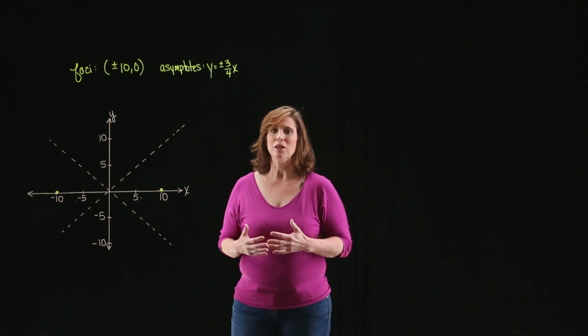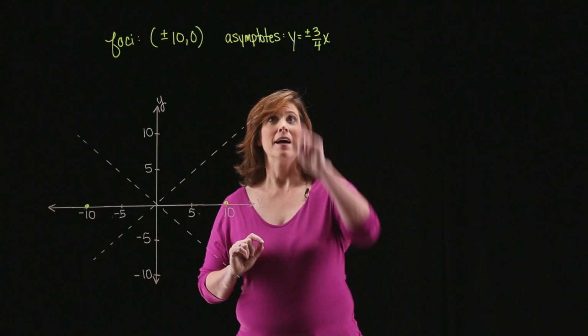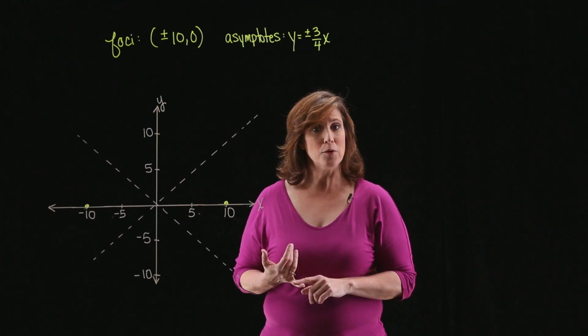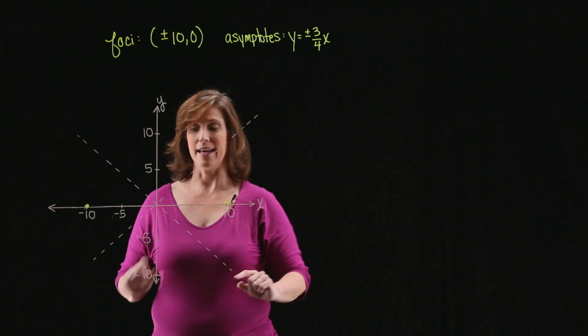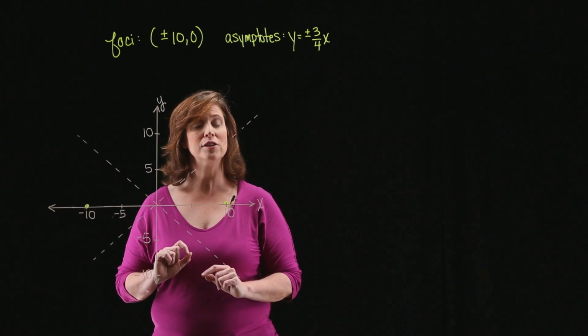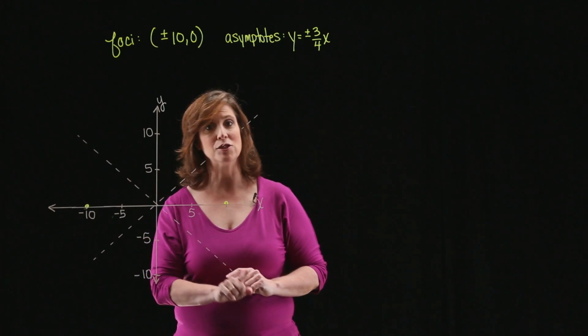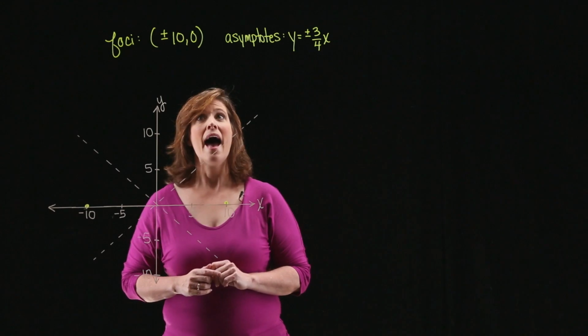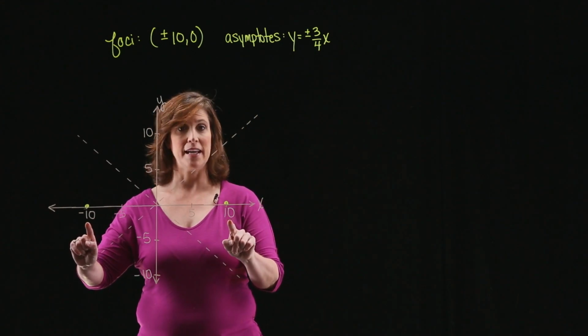All right, so let's begin by looking at what we know. We know that this particular hyperbola has asymptotes at 3/4 x and negative 3/4 x. So I've actually sketched those two lines in. Notice that they both go through the origin. The first one will have a slope of 3/4. This one will have a slope of negative 3/4.